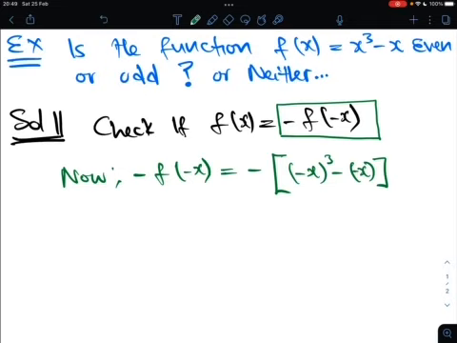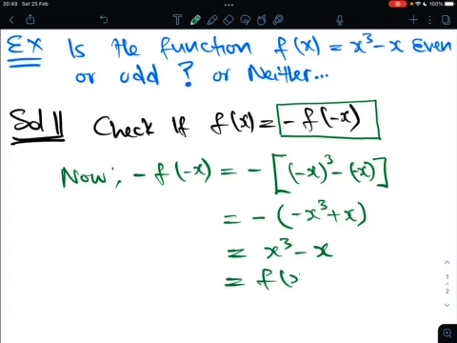And what does that give us? We know that minus x cubed is just minus x cubed, and minus minus x gives plus x. If we multiply by this negative outside, we see that we get x cubed minus x. And we can see that this is just the same thing as f of x. So therefore we can conclude that f of x equals x cubed minus x is an odd function.